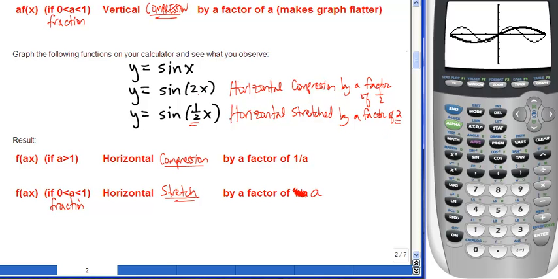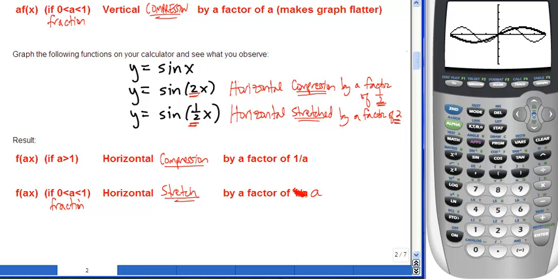So these are going to occur kind of in reciprocals. The number that you see inside being multiplied by x, you actually want the reciprocal of that over here on the right hand side. So when I have a 2 inside, it's opposite of what you would expect. It's going to be a compression by a factor of 1/2, and when I have a 1/2 inside, you use its reciprocal, and again, think opposite of what you would expect. Even though we have a 1/2, that actually means that we're stretching it by a factor of 2.